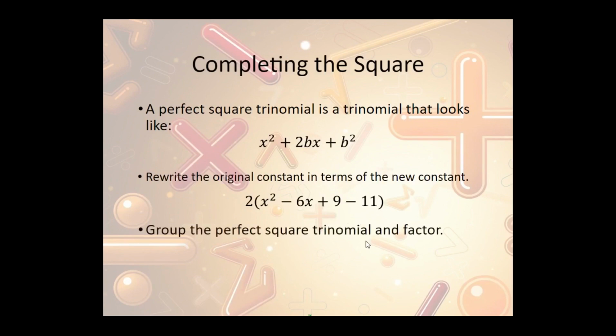Now we rewrite it as a perfect square trinomial. So x squared minus 6x plus 9 becomes (x minus 3) squared. Then we take the other part and distribute the 2 back to it. So 2 times negative 11 is negative 22. So we get 2(x minus 3) squared minus 22.